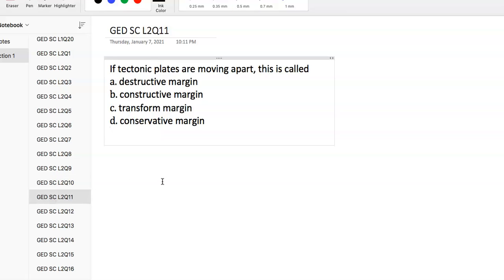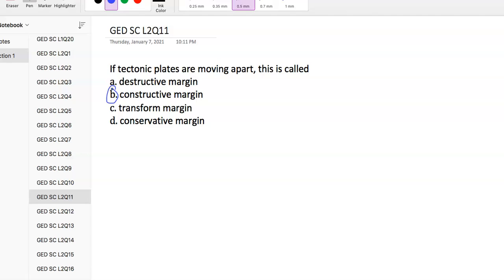Okay, if tectonic plates are moving apart, we want to know what the phrases are for moving apart and moving together, as well as sliding past one another. But for this question, when tectonic plates are moving apart, it is called constructive margin. Answer choice B.